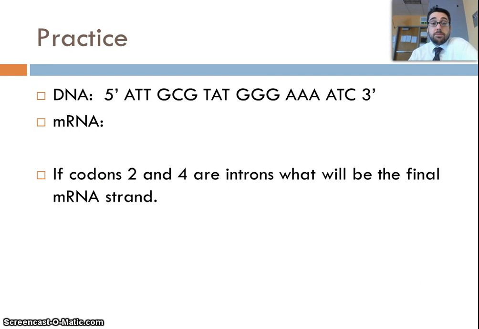So here's some practice problems for you just to kind of process these thoughts. Again, I encourage you to go back and rewatch parts of the video, make your drawings really nice and clear. But we have a DNA strand. I want you to turn that into mRNA, and then think about if codons 2 and 4 are introns, what will be the final mRNA strand? So go back, put those lines in, or number the codons, right? The first 3 letters is 1 codon, the next 3 letters is 2, and so on and so on. What do we do with introns? What's our final mRNA going to look like?